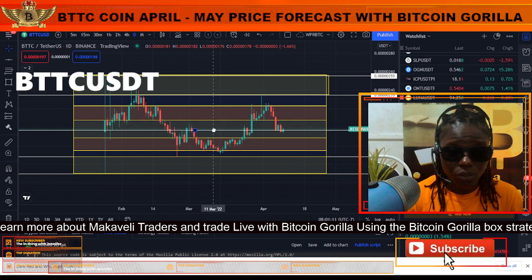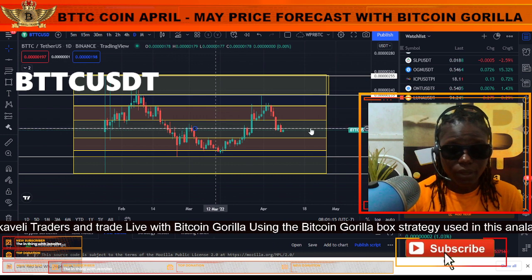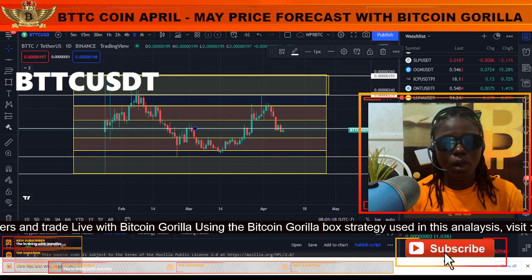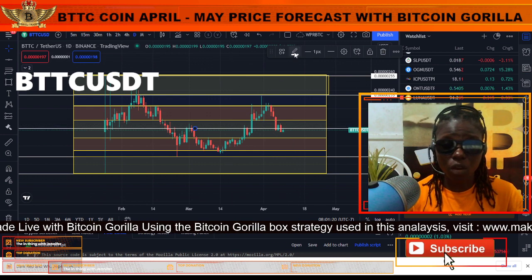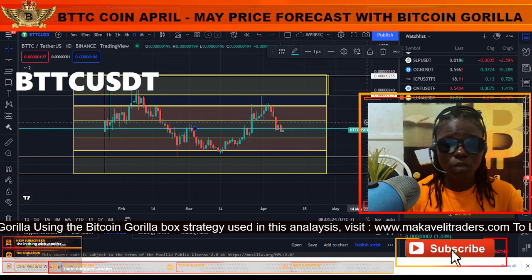This line is supposed to be somewhere around here. Yes, somewhere around there. So this line that I just drew now is my control line. So I'm going to use sky blue. So that is my control line.